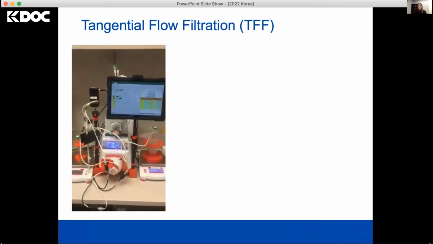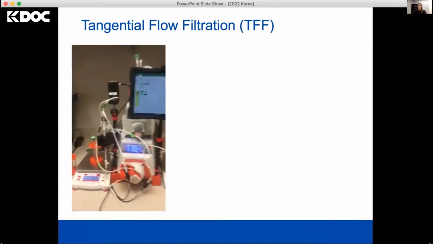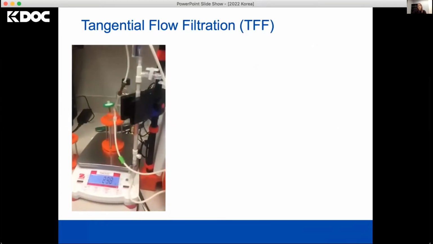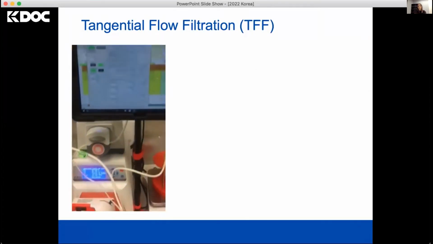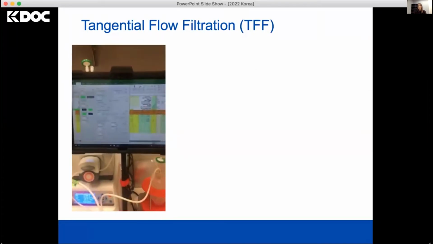So one of these methods is tangential flow filtration, and here's just a short video showing the liquid going through this tubing that is attached to filters in this commercial equipment. And of course, this commercial equipment is usually sold for protein purification, but if you change the parameters and the filters, you can effectively isolate extracellular vesicles. And my lab typically does this in 2 steps.